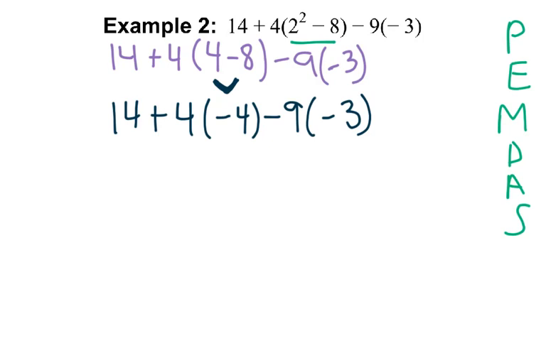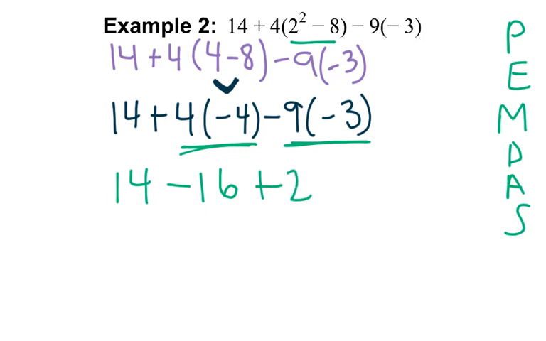Okay, now these two right here are both multiplication, okay, that we need to take care of next. So again, I'm just going to bring down the 14. 4 times negative 4 gives me negative 16, and negative 9 times negative 3, that gives me a positive 27.